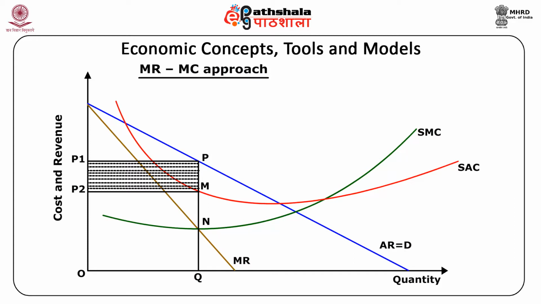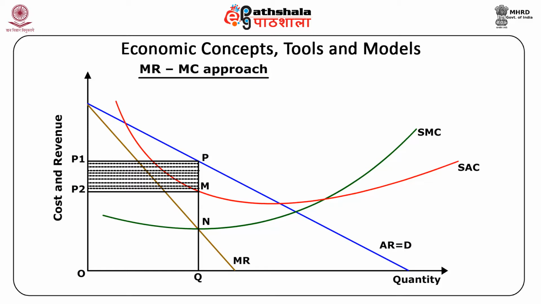Moreover, SMC is the differentiation of TC, so when we plot this on a graph, we get the SMC curve as shown. Similarly, SAC is the short-run average cost curve of the monopolistic firm, which is again U-shaped, but it is below the SMC because SMC cuts SAC from below, and SAC is the combination of short-run average fixed cost and short-run average variable cost, that is AC equals AVC plus AFC.